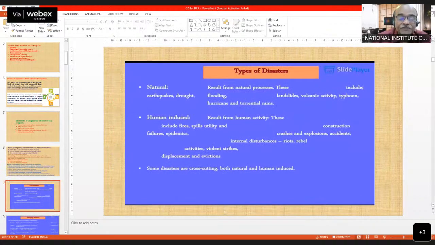So I'm not going into the natural and man-made kinds of disasters. Even the stampede is also one disaster that often takes place during religious events, say Kumbh Mela and other things. And even for the metro and other ways it is happening. So that is also a kind of disaster.